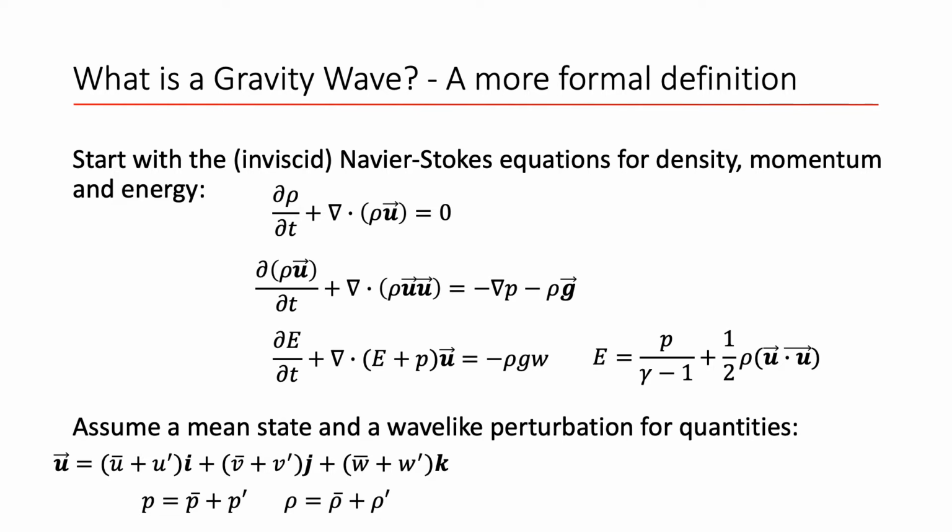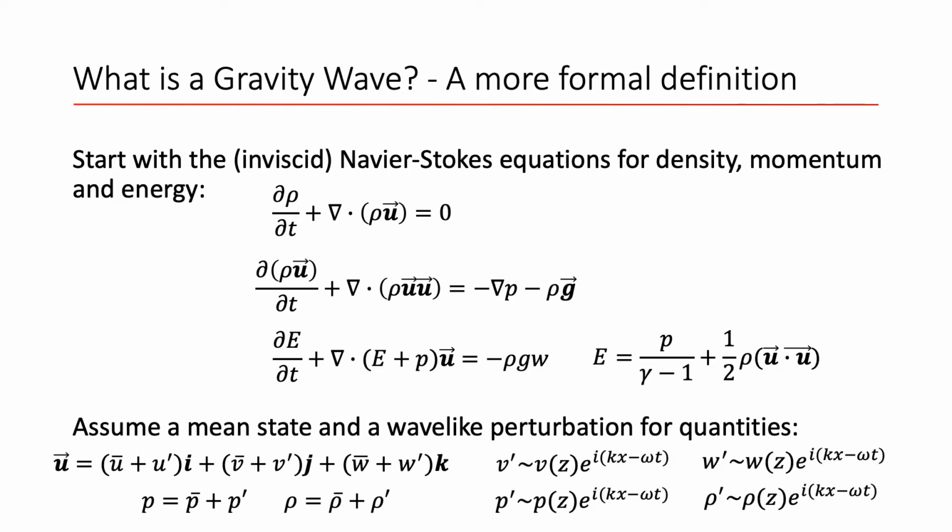So you can see that our U vector here, which represents the wind, is made up of U, which is the zonal wind, V, which is the meridional wind, and W, which is the vertical wind. Then we also have the pressure and the density. So the overbar represents the mean, background state, and the primed quantity represents the wave-like perturbation. And the wave-like perturbations are made up of some yet unknown function of altitude, or z, and then a wave-like solution in x and t, which is given by e^(i(kx − ωt)).